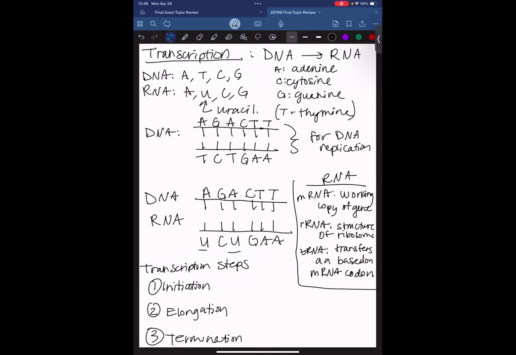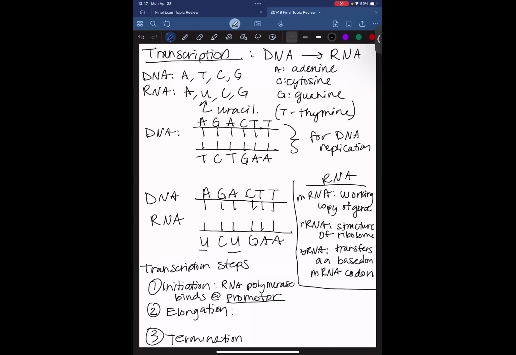In transcription, where does initiation start? Does anybody remember what that site is called? So I'll help you out. RNA polymerase, which is the exact same thing as DNA polymerase. It's just using RNA nucleotides instead. All right. So RNA polymerase binds at a site called the promoter region.